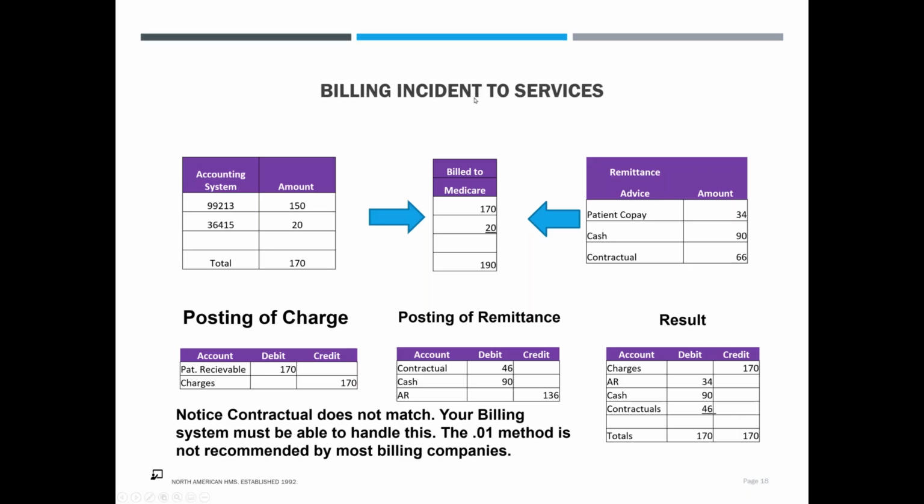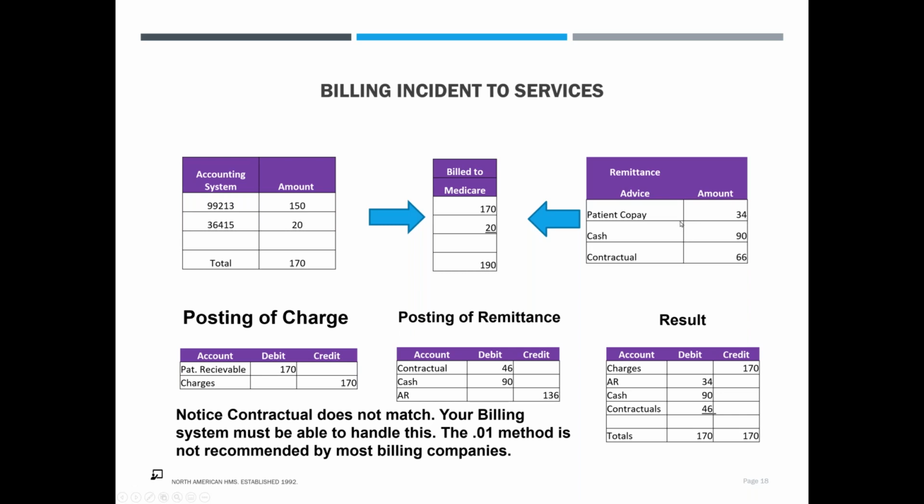Let's see, the billing incident to services. This is another example. We have the 36415. We add that to our 150, our 99213. That means our charge is 170. When our bill goes to Medicare, remember we have to bundle this 20 into our 150, and that gives us $190 as the total charges. That's not what's in our accounts receivable system.